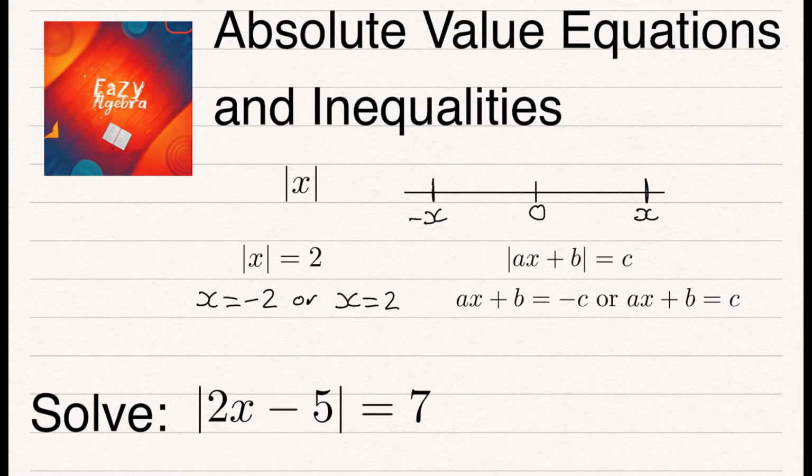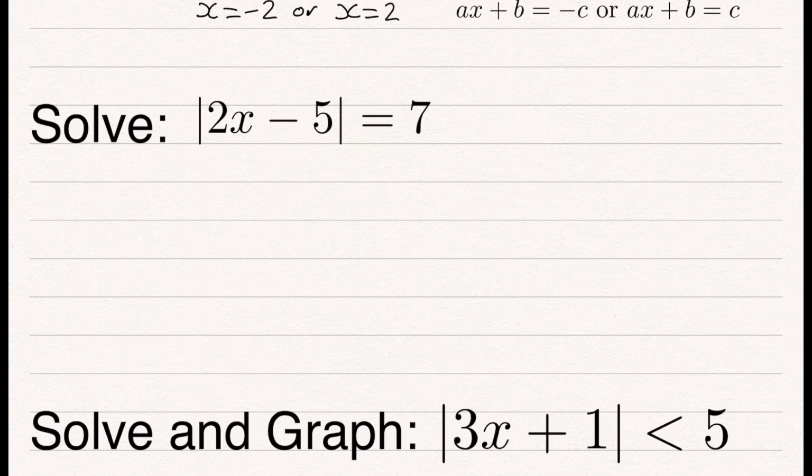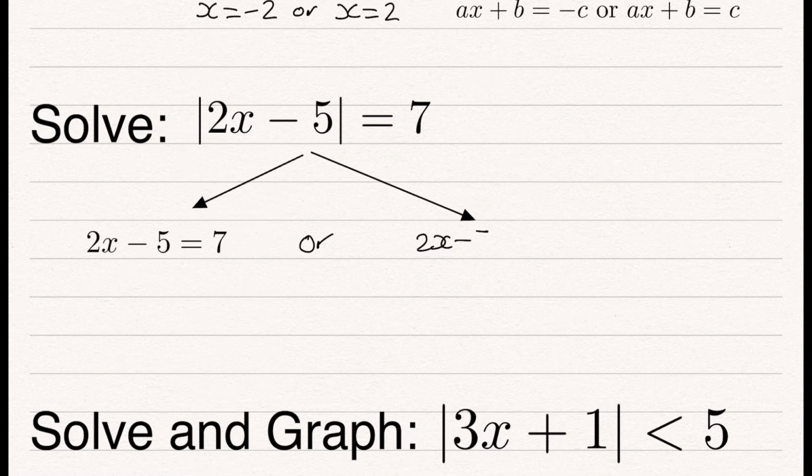Now let's take that and apply it to an equation with actual numbers for a, b, and c. So here we have the absolute value of 2x minus 5 is equal to 7. We're going to take this and split it into two separate equations. So either 2x minus 5 is equal to 7, or 2x minus 5 is equal to negative 7. These are the two possible equations, and we solve them separately. So I'm just going to start with the positive case, and then we'll work our way over.